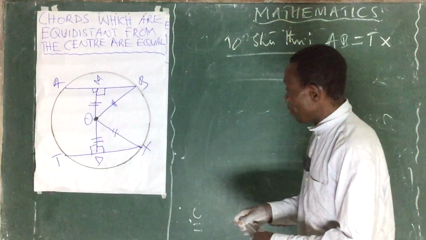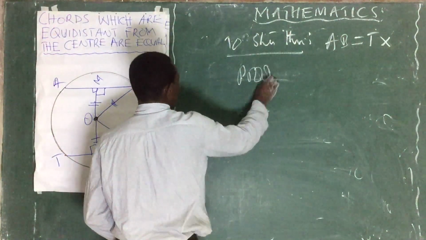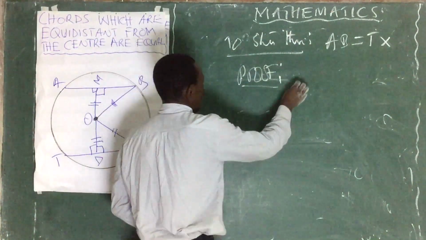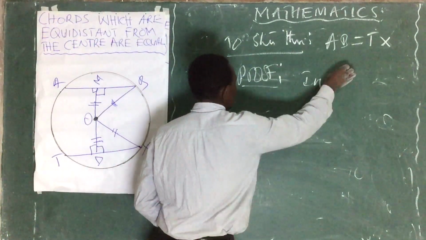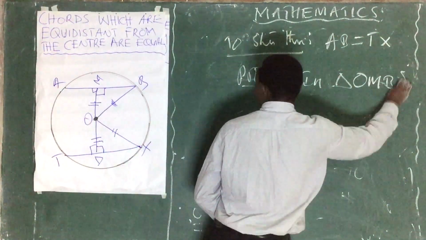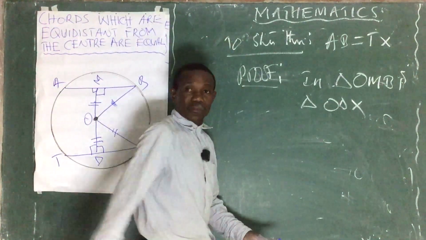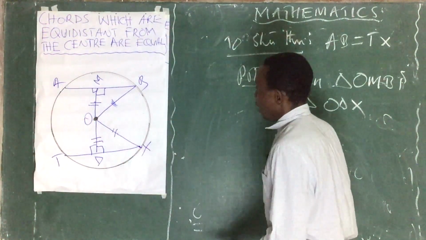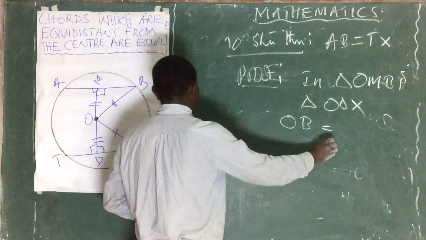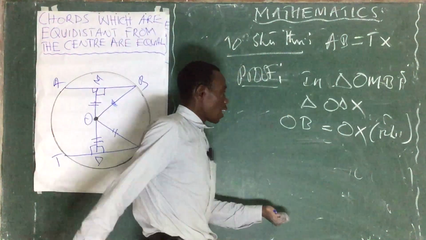Let me write it for you here. On the part of the proof, in the two triangles, in triangle OMB and the triangle ODX, right? What we have there, we have OB, OB is equal to OX, those are the radii, you go like that.